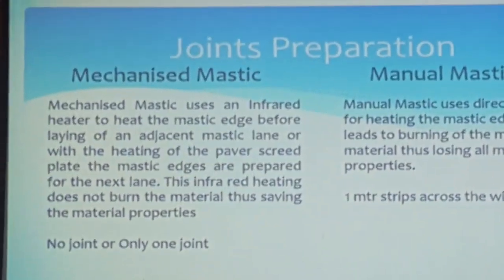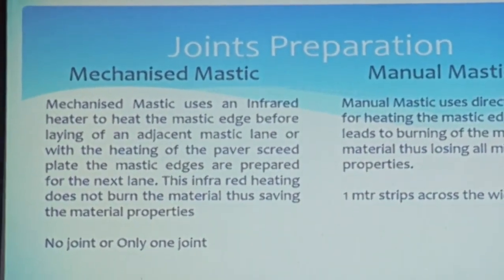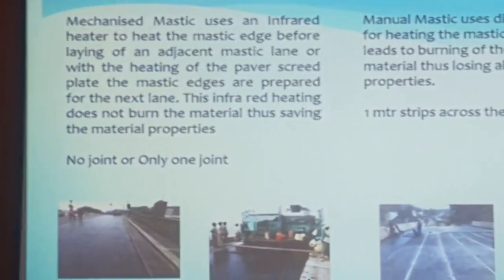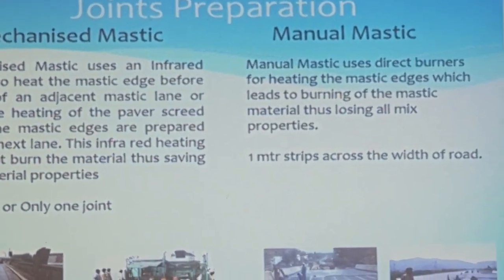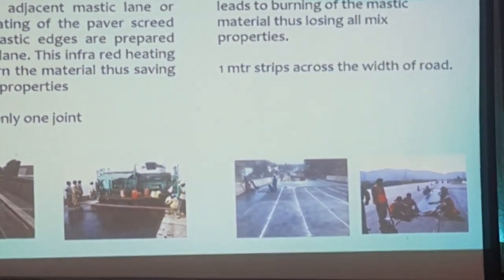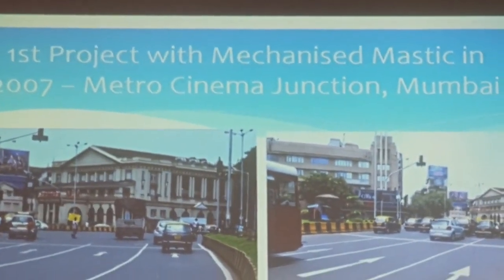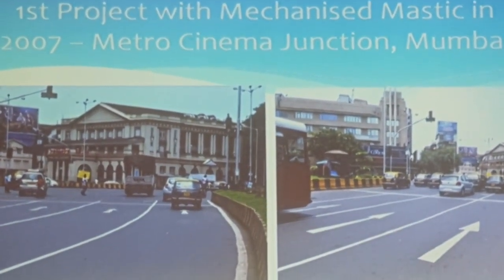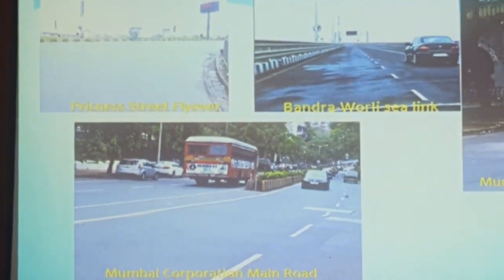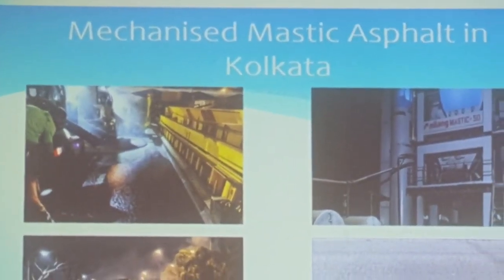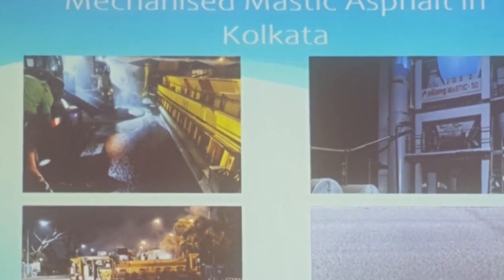And joints, you see, with the paver naturally it's seamless, jointless, and with the manual method, we all know it's a strip of 1 meter or 1.2 meter or 1.5 meter, whatever. But there are more joints. And the first mechanized mastic project in our country was in Mumbai, 2007, at Metro Cinema Junction. There are a lot of other pictures also here. You may be interested in seeing this slide especially. It is mechanized mastic asphalt that came through in our own city, Kolkata.